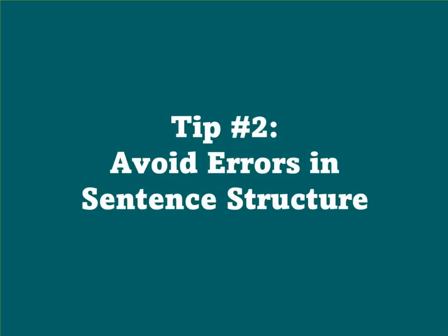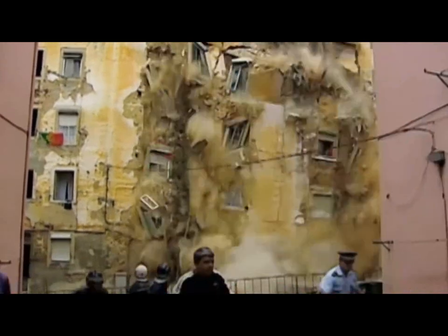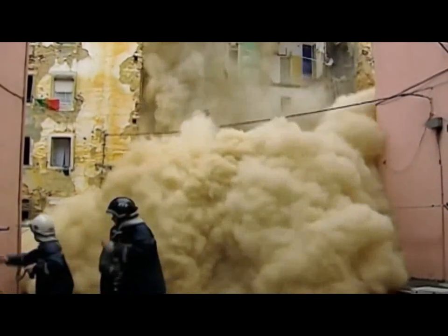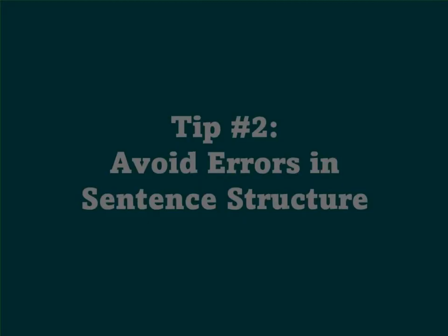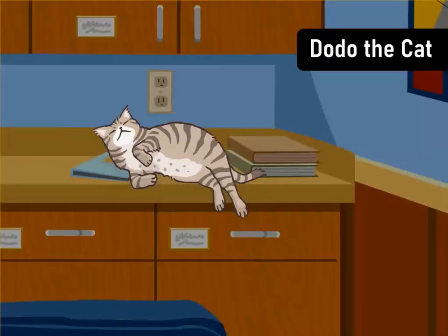Well, just adding sentence variety to your sentences is not enough. You also need to make sure they are structurally sound. Buildings that are not structurally sound are likely to collapse. Similarly, sentences that don't have a strong structure will fall apart. Now, let's use Dodo the cat as an example.